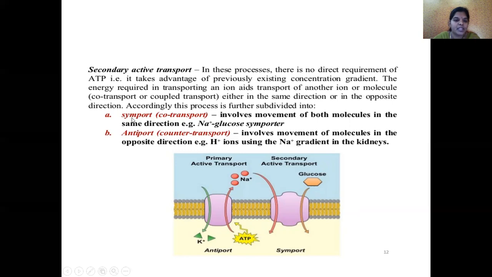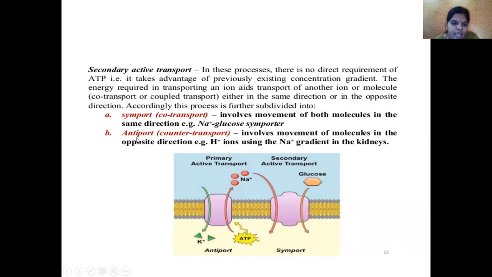So next one is symport and antiport. These two categories come under secondary active transport. Symport involves the movement of both molecules in the same direction. Sodium plus glucose importer, see here, in the same direction. This is symport. This is the sodium molecule and this is glucose. These two are in the same direction, this dark pink long line and this light pink short line.